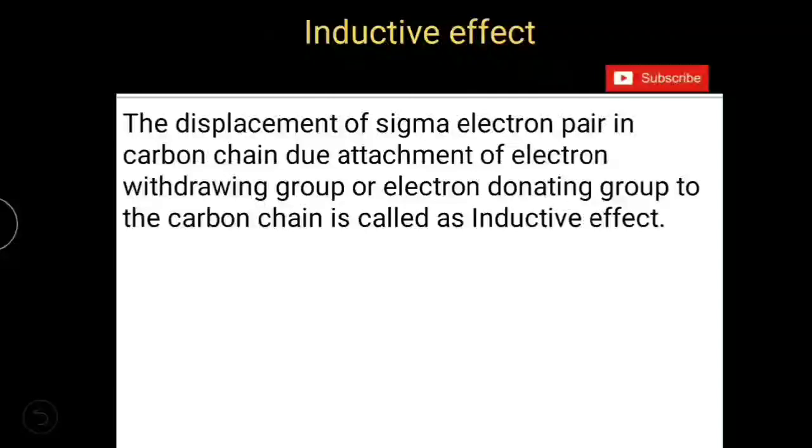I repeat, the displacement of sigma electron pair in carbon chain due to attachment of electron withdrawing group or electron donating group to the carbon chain is called as inductive effect.